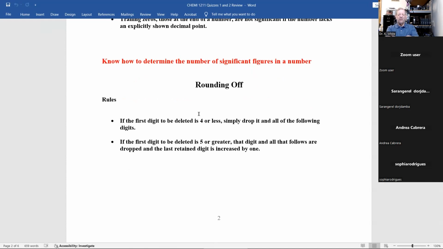Now, when you do math with significant figures, you have to round off. And I'll cover the math in a little while. Let's go through rounding off. If the first digit to be deleted is 4 or less, then you simply drop that and all that follow. If the first digit to be deleted is 5 or greater, you drop that digit, all that follow are dropped, and the last retained digit is increased by 1. Now, for this class, what this means is this type of number.